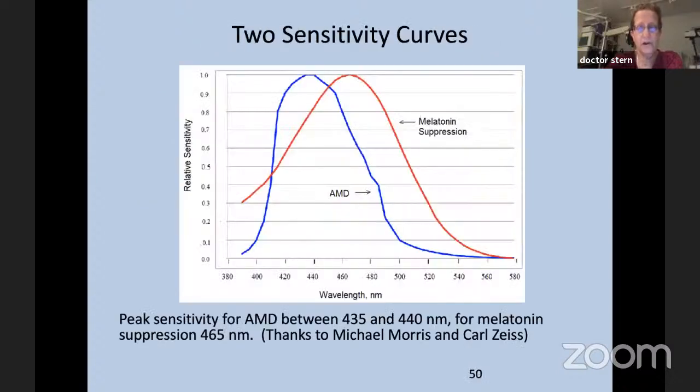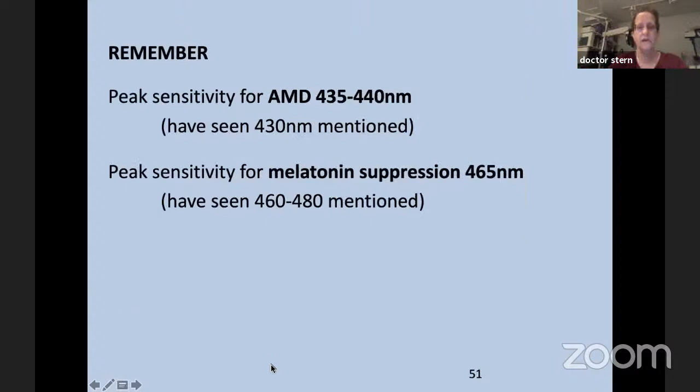So I just want to show you here, so you'll remember it as we go along, that when we're talking about macular degeneration, the peak sensitivity is around 435 or 440 nanometers. But the peak for melatonin suppression is 465. And you'll see why that becomes important. So macular degeneration around, we'll call it 435, melatonin 465.